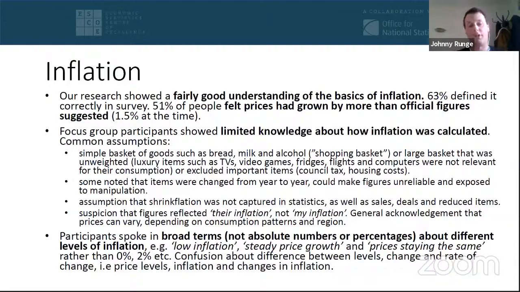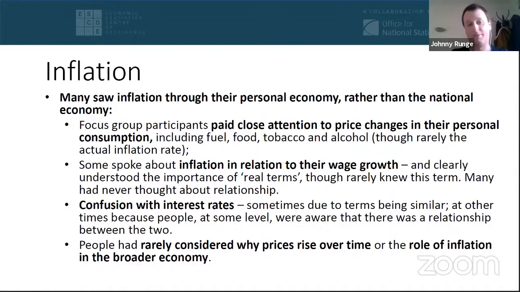The last bullet point summarizes a lot of this, that there's this suspicion that what's in that number is someone else's inflation, not my own inflation. And there is a general acknowledgement, directly or indirectly, that prices can vary depending on consumption patterns and regions and so on. And again, the same theme, with people preferring to speak in broad terms about different levels of inflation, and the same theme again of the personal economy rather than the national economy.